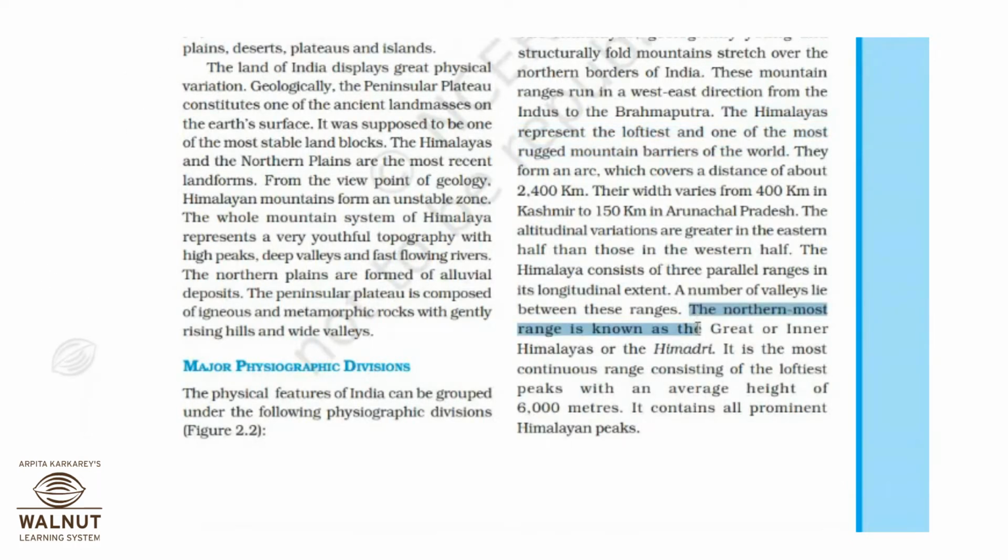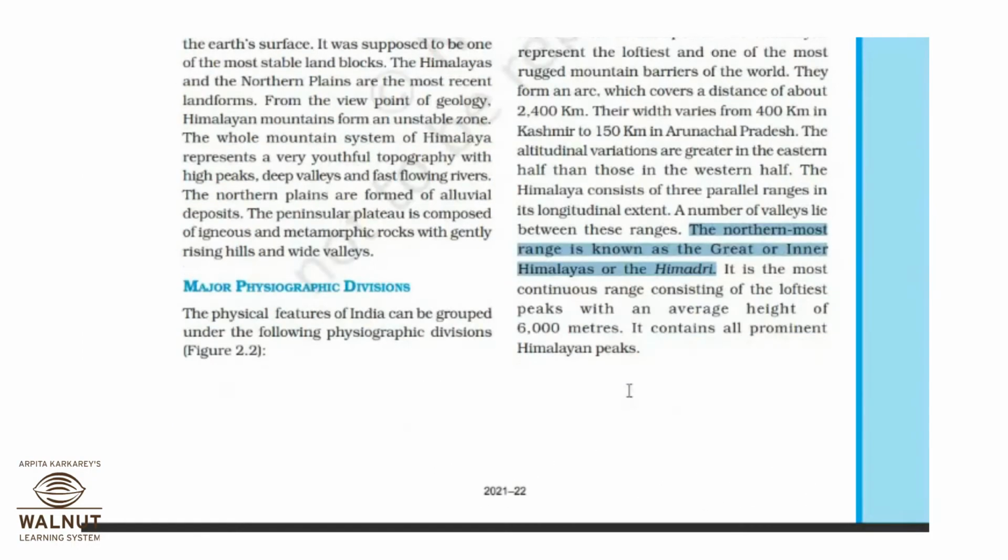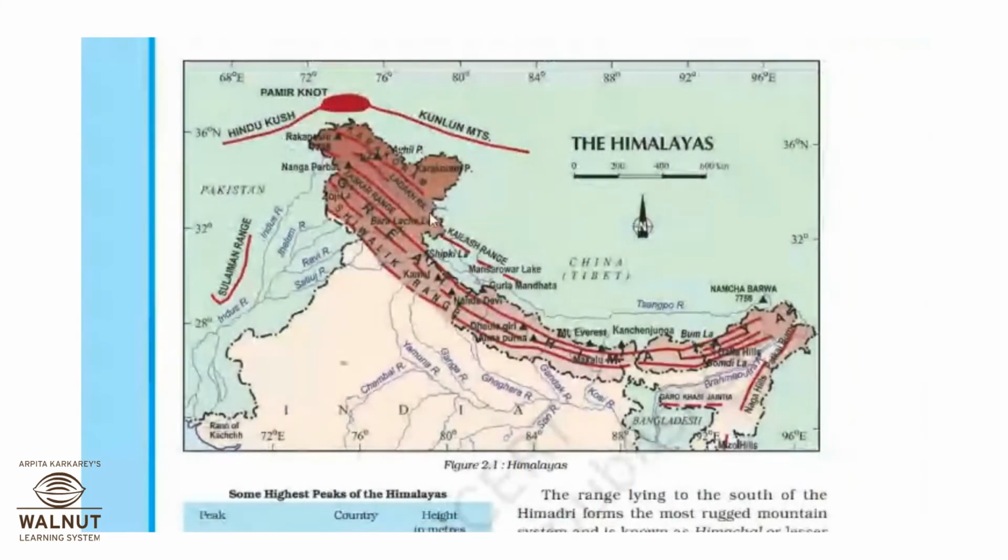The northernmost is known as the Himadri, or the Greater Himalayas, or the Inner Himalayas. They contain all the Himalayan peaks. So Mount Everest and these peaks are present on which Himalayas? They are present on the Greater Himalayas, or the Inner Himalayas, known as Himadri. Do you see this? This entire part is which feature? These are the first physical feature that we studied, the Great Himalayas.